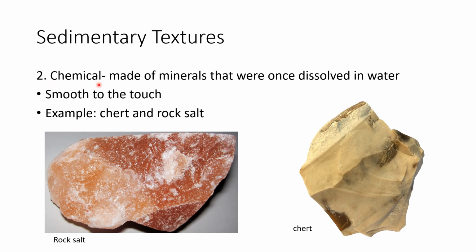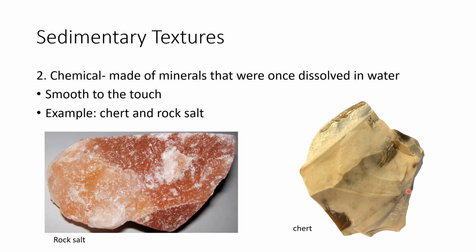This is less commonly thought of, but chemical sedimentary rocks are made from minerals that were once dissolved in water and then get deposited, settle out of solution, and form a new rock. These are much smoother to the touch compared to a clastic sedimentary rock like on the previous slide. Examples that we have here are chert and rock salt. So here's a nice beautiful piece of pink Himalayan rock salt. This was ancient ocean salt that was dissolved in ocean water a very long time ago and then was deposited and formed rock salt.